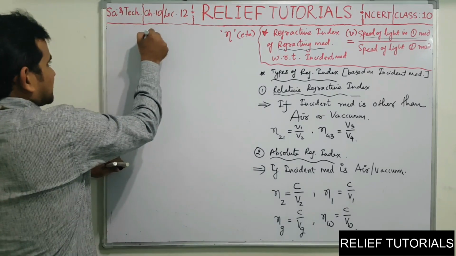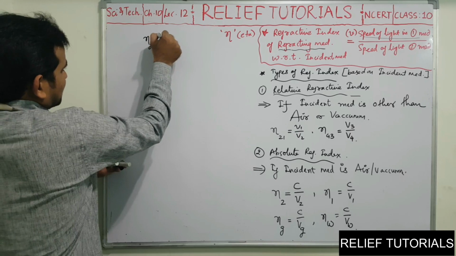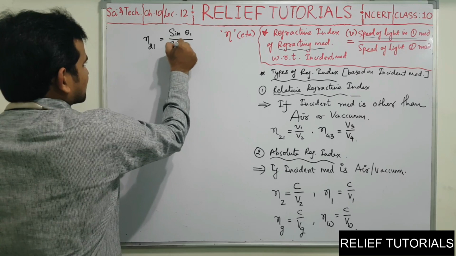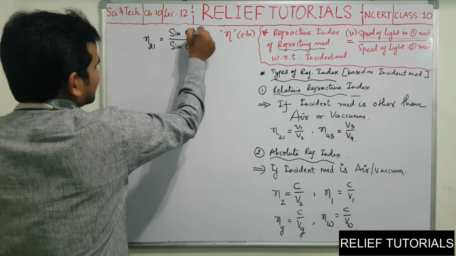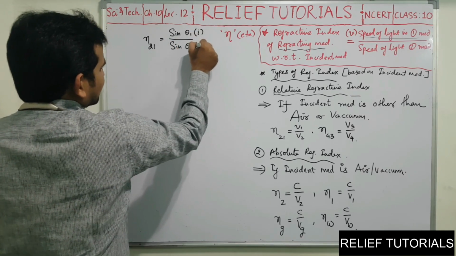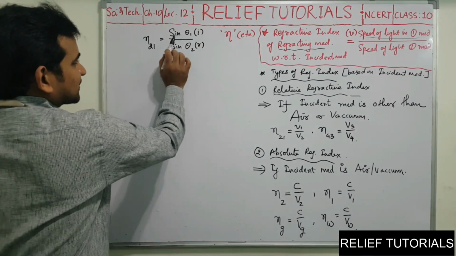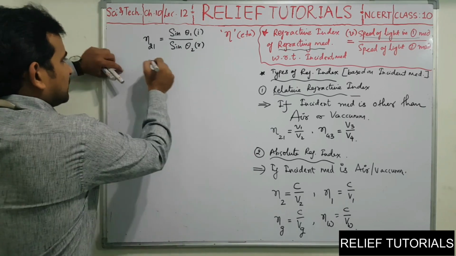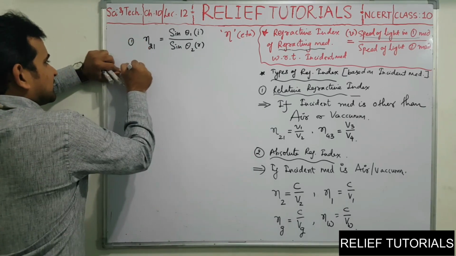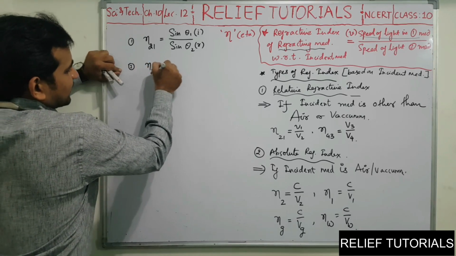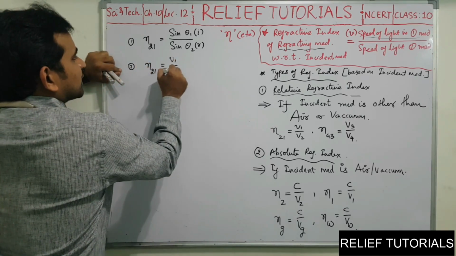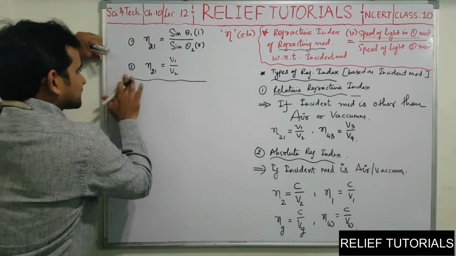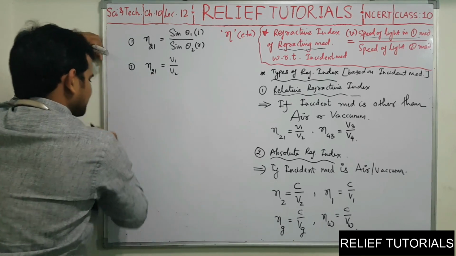What was the first result? Eta 21 is equal to sin theta 1 upon sin theta 2. Sometimes it is written sin I by sin R, whatever you write. This is nothing but the sine of the angle of incidence and the sine of the angle of refraction. Now, what is the second result? That eta 21 is equal to V1 by V2. Now, let us derive the third result, which is very important here.